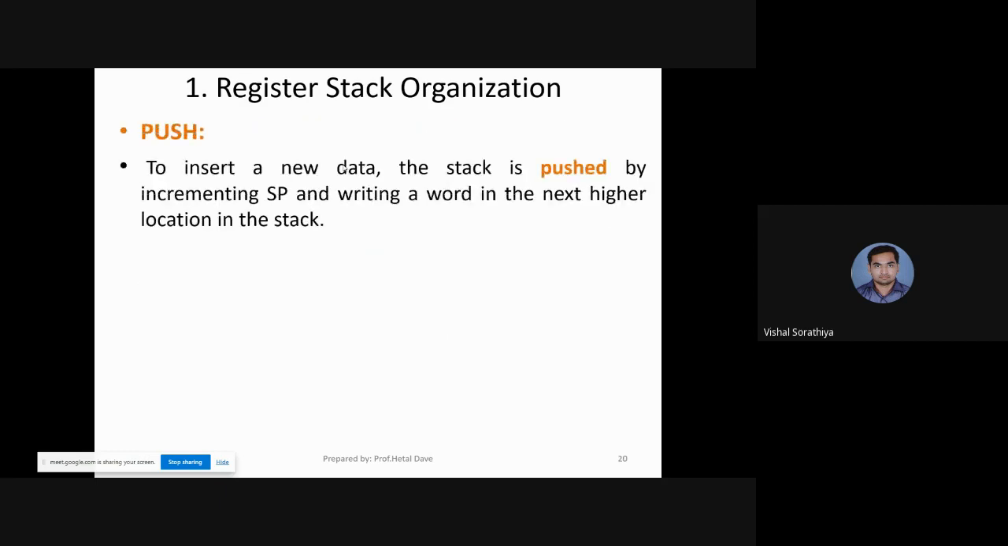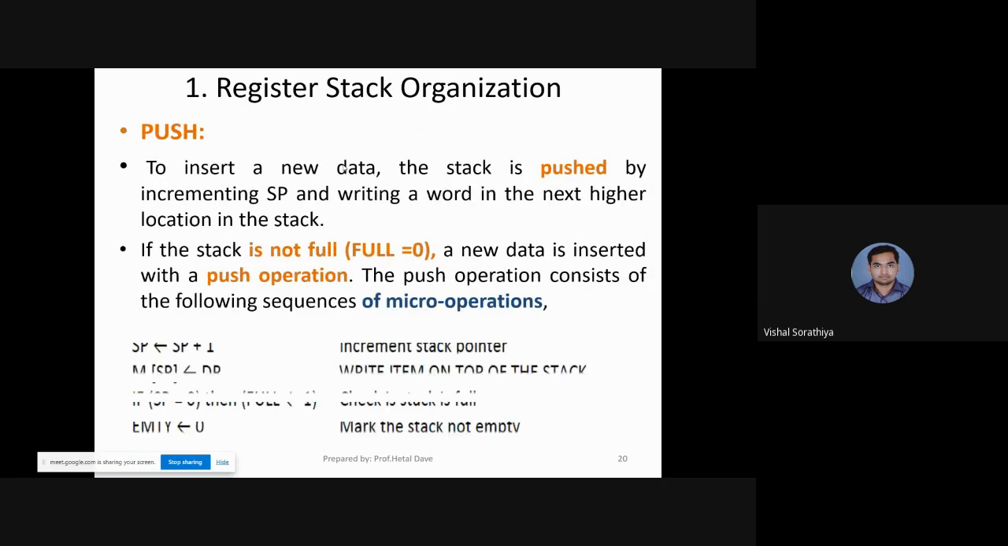We also have the instructions push and pop. So what is inside push and pop, we need to discuss over here. To insert new data, the stack is pushed by incrementing SP and writing a word in the next higher location in the stack. If the stack is not full, that is the first condition we need to check. It means the FULL bit must be 0.